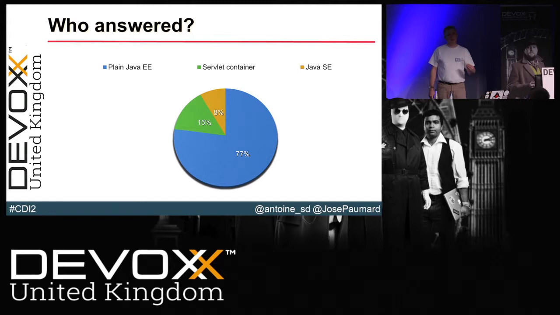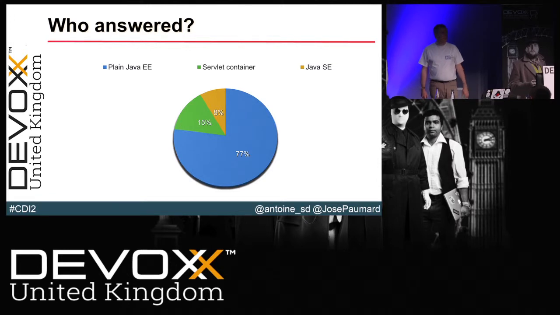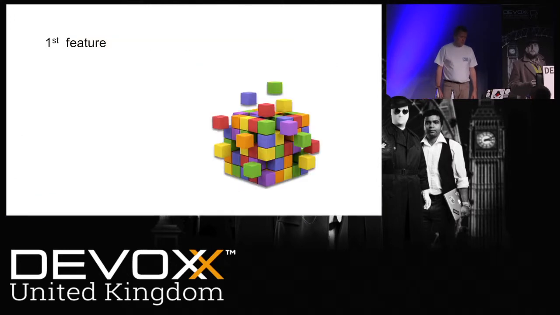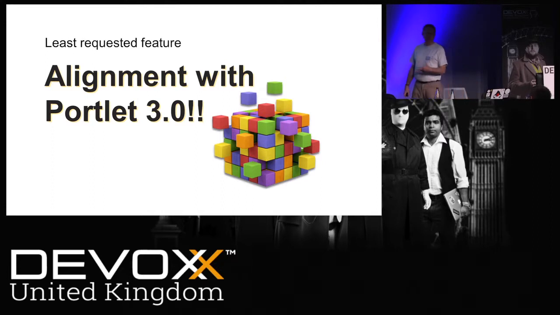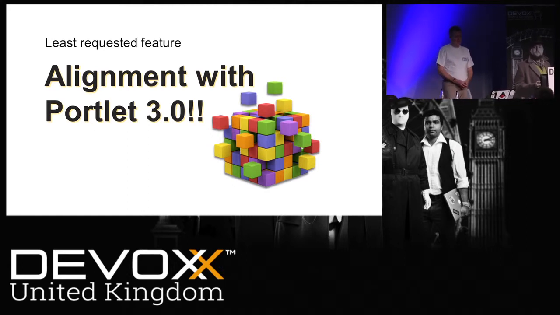It's not specified, and it relies on vendor-specific implementations. So we need to fix that, and it's going to be fixed in CDI 2.0. The first feature that really struck us was alignment with portlet 3.0, which was quite unexpected, in fact, but there are people really willing to have that. Well, it was not the top requested feature, but the least requested feature. Number 20 from 20. Yeah, absolutely. We probably need to look into that anyway.